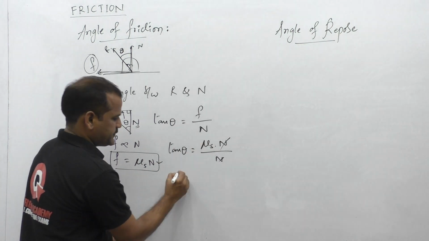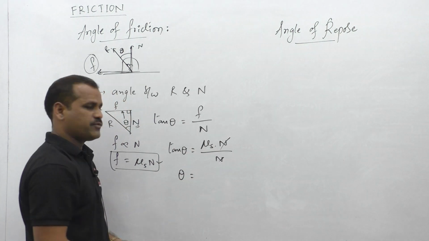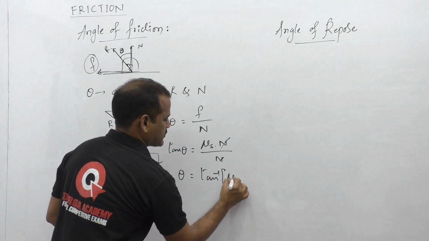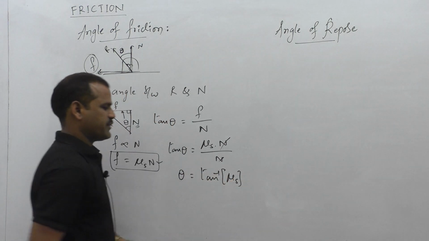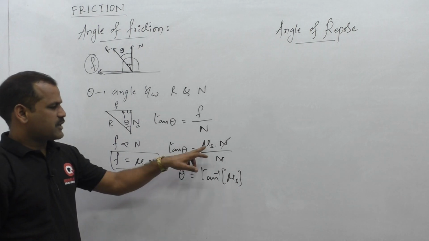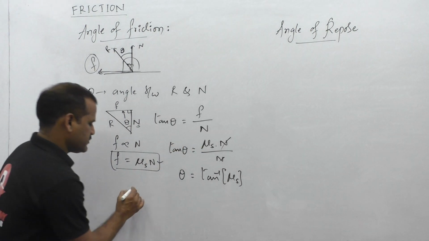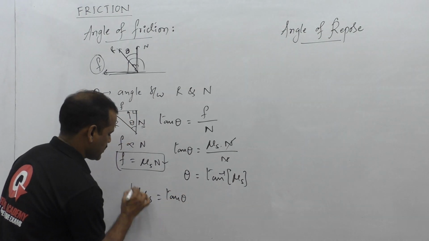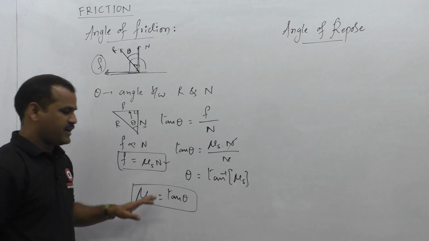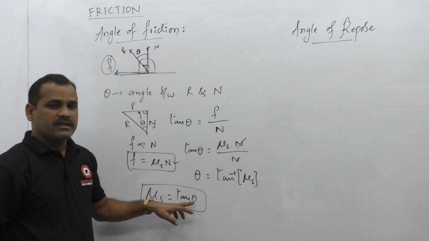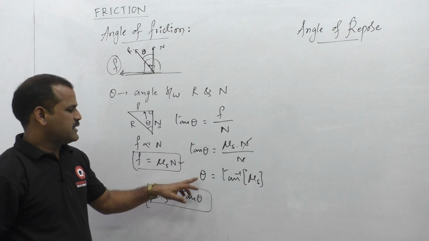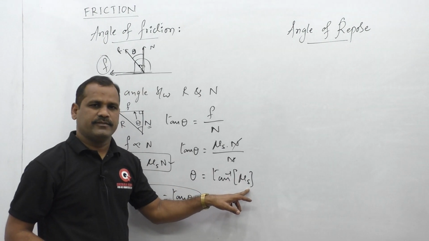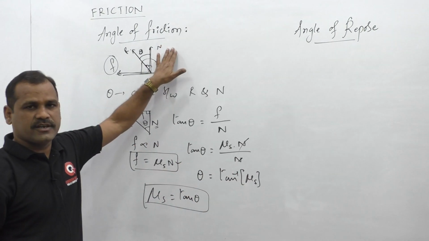We get that theta, the angle of friction, is nothing but tan inverse mu s, the coefficient of static friction. So simply, the coefficient of static friction is defined as mu s equals tan theta. So the coefficient of friction is also defined as the tangent of the angle of friction, or the angle of friction is nothing but tan inverse of the coefficient of static friction. So this is the angle of friction.